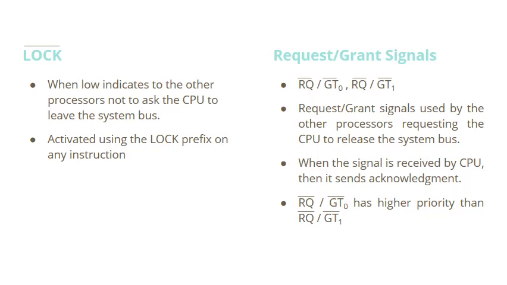The request bar grant signals are used by the other processors which are requesting the CPU to release the system bus in the maximum mode operation of 8086. When the signal is received by the CPU, then it sends out an acknowledgement. The RQ bar GT0 has higher priority than RQ bar GT1.